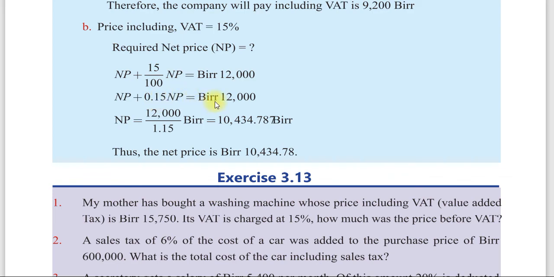Net price times 1.15 is equal to 12000. Then net price is equal to 12000 over 1.15 birr, which is 10434.787 birr. Thus the net price is 10434.78.